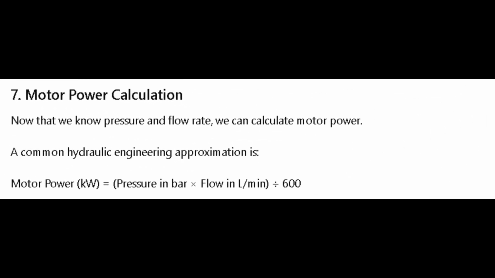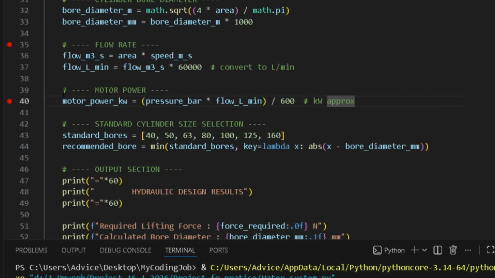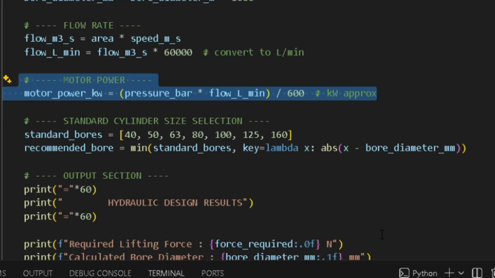Motor power calculation. Now that we know pressure and flow rate, we can calculate motor power. A common hydraulic engineering approximation is motor power in kW equals pressure in bar times flow in L per minute, divided by 600. This formula accounts for typical system efficiency and gives a realistic motor power requirement. Again, the program adds a small margin and recommends a practical motor size available on the market.